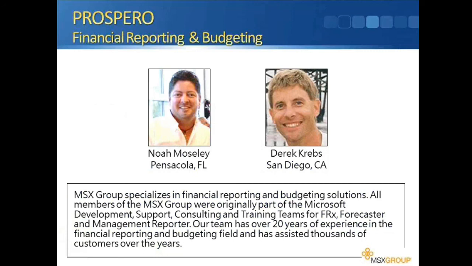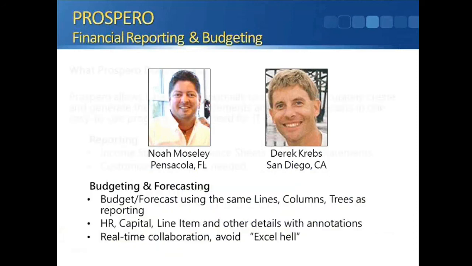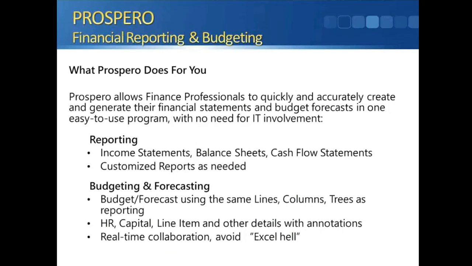So let me give you next a big picture about what we're going to be covering for Prospero and what this product does for you. This handles financial reporting and budgeting for your organization. This will handle all of your financial statements, your income statements, balance sheet statements, cash flow statements, and any other kind of supporting schedule that you want to pull together from your general ledger data. We're not limited to just GL data. We can import or pull in other information from other systems, but we do focus on the financial reporting piece.